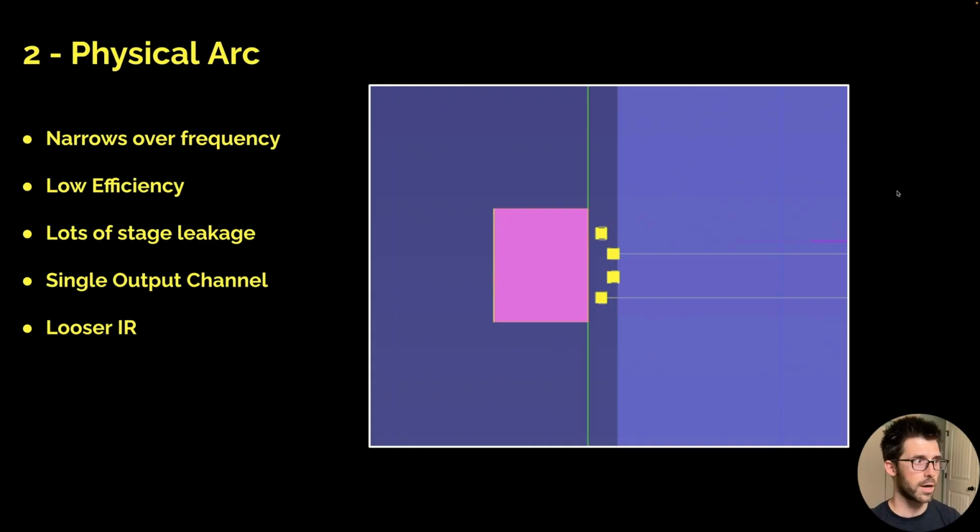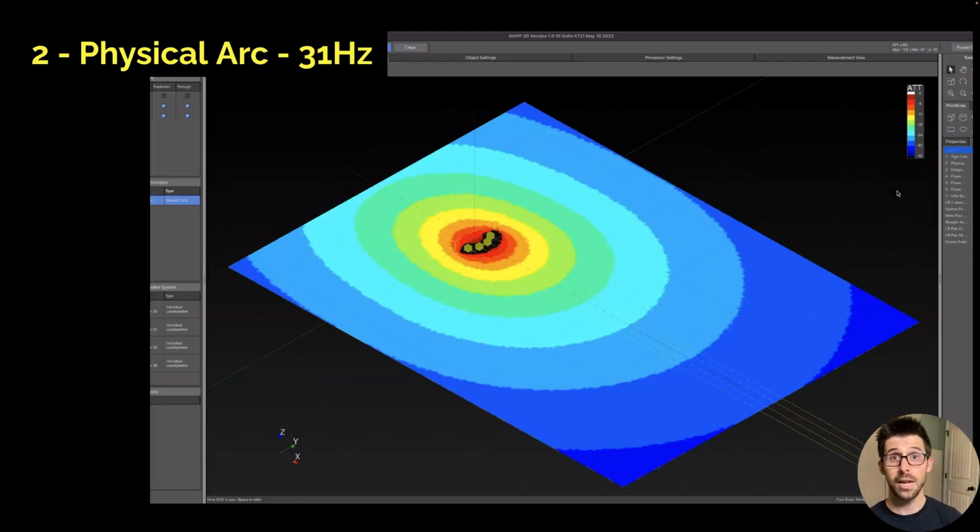This physical arc can be driven from a single output channel since we're getting the actual manipulation of the wavefront by their physical displacement from each other. It's going to have a looser IR when compared to something that's close together since we're spaced out in different arrival times. So let's look at it at 31 hertz.